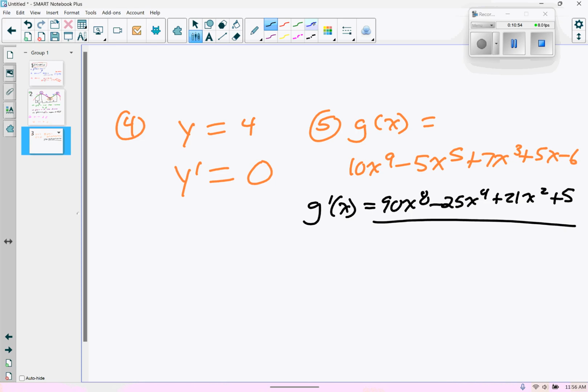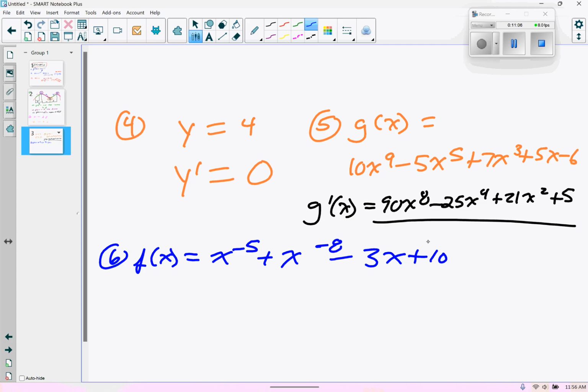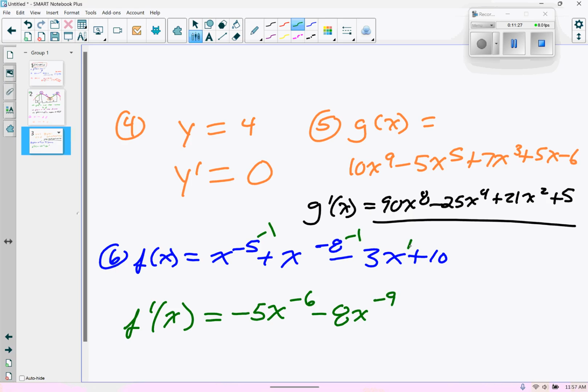And then number 6, they're trying to sneak in, but mine's covered. I can't see a 6, but it'll work. So we have x to the negative 5 plus x to the negative 8 minus 3x plus 10. So if I want to take the derivative, I'm going to get negative 5x. If I subtract 1 from negative 5, minus 1 is negative 6. And then I'm going to get negative 8x, subtract 1 from that, so that goes to the negative 9th. And that's to the first, so the derivative of that's just going to be negative 3.